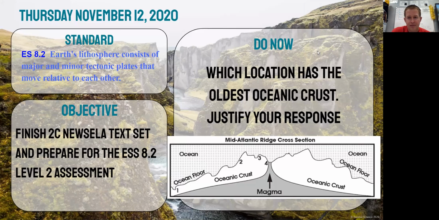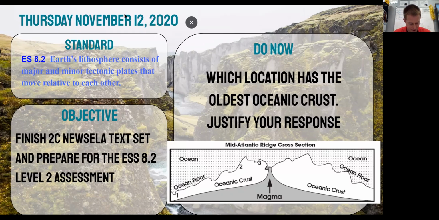The do now, okay, we're working on Earth Science Standard 8.2. And 8.2 says that Earth's lithosphere consists of major and minor tectonic plates that move relative to each other. So what does that mean? What does that mean relative to each other?